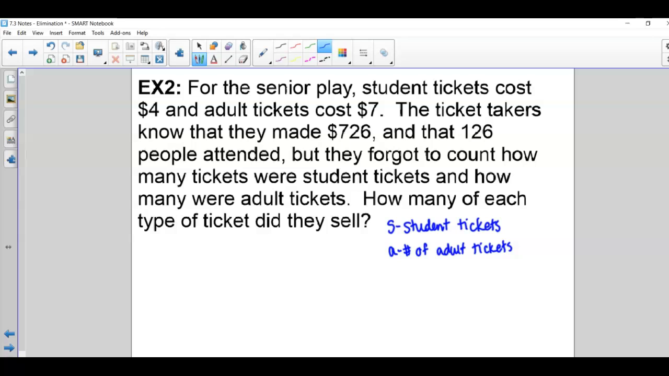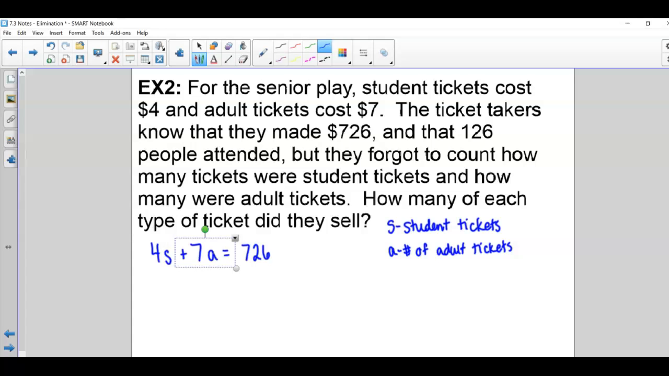So, if each student ticket costs $4, then I would say $4 times the number of student tickets. And then each adult ticket costs $7, so I'd have $7 times the number of adult tickets. That would equal how much money you made, which would be $726. Okay, so this is the first equation that we're going to write. It deals with the cost of the tickets.